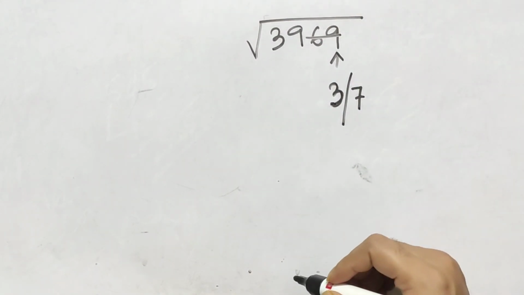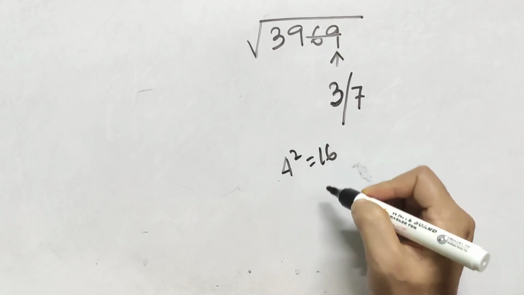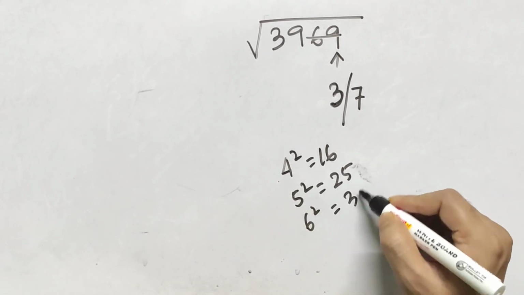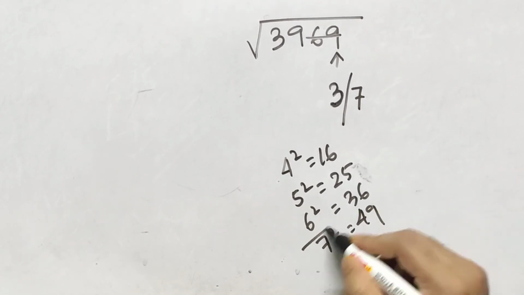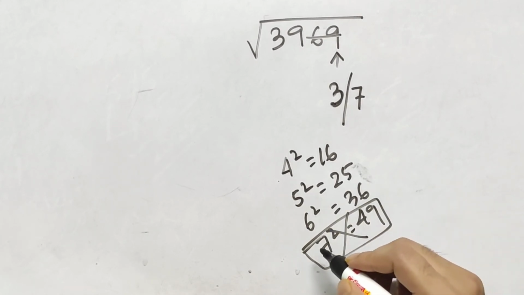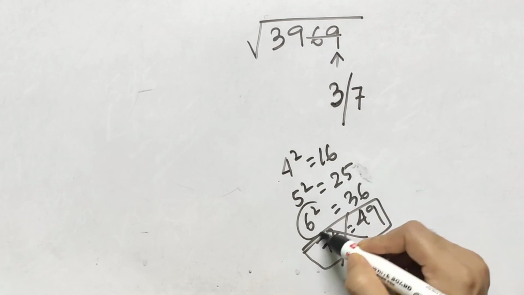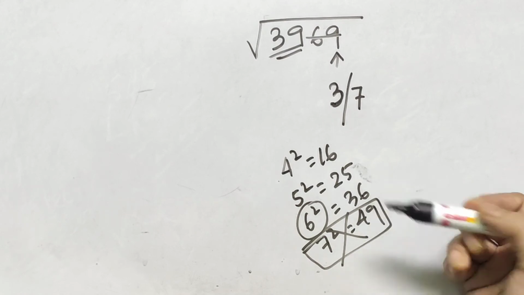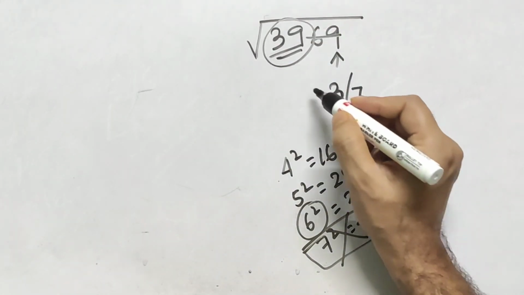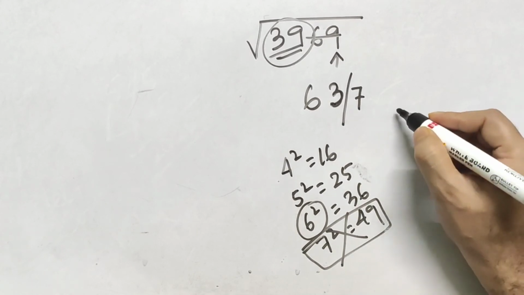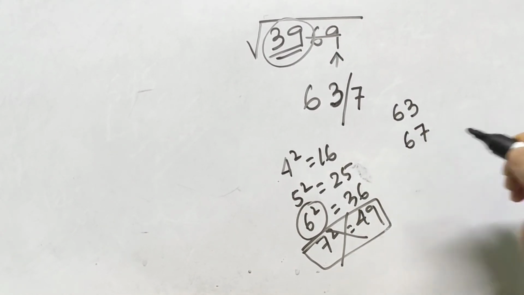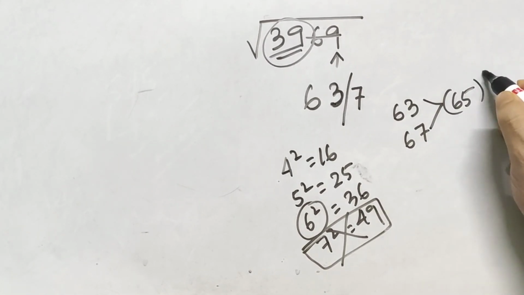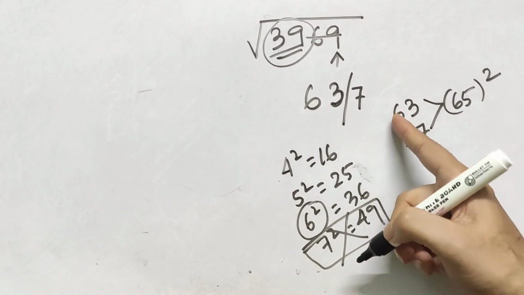39. 4 square 16, 5 square 25, 6 square how much, 36, 7 square 49. So we are not going to take 7, so we're going to take 6, because 6 square is 36, which is less than 39, and we have to take any square value which is less than this one, so 6. So our answer is going to be either 63 or 67, right? So in between them again we have 65.